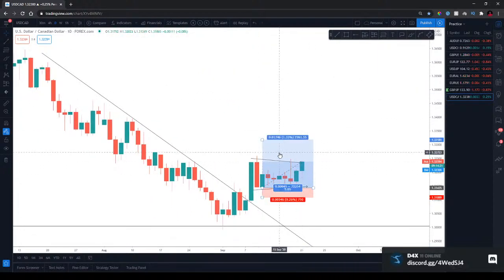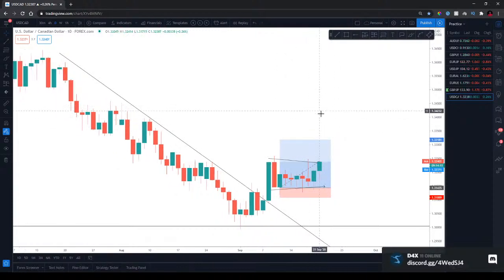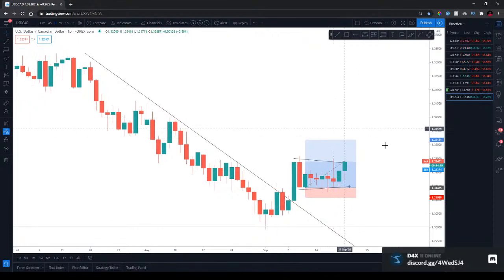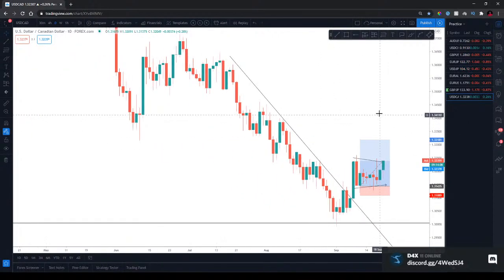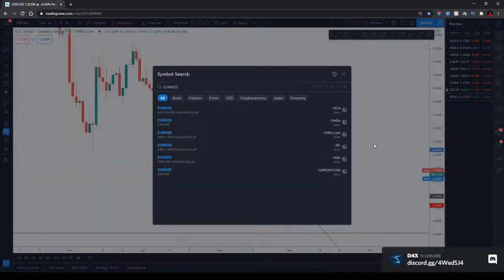But that's pretty much it, guys. I really appreciate... never mind, I see a request. But if you're holding UCAD, keep holding it until your TP gets hit or until a reversal pattern shows up, which right now off the daily doesn't look like a reversal pattern is forming. Euro NZD.